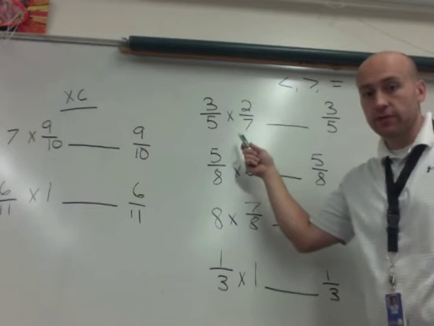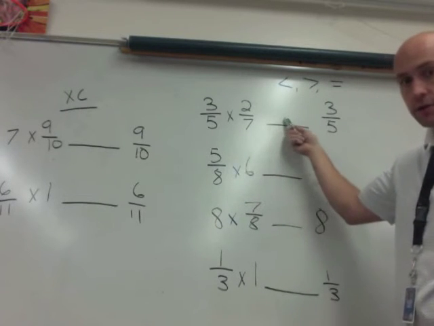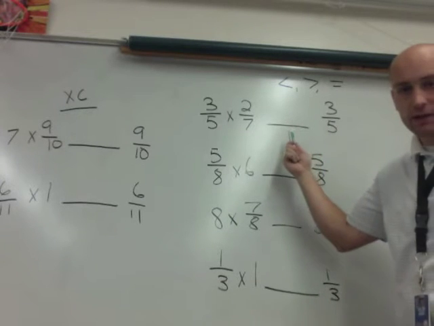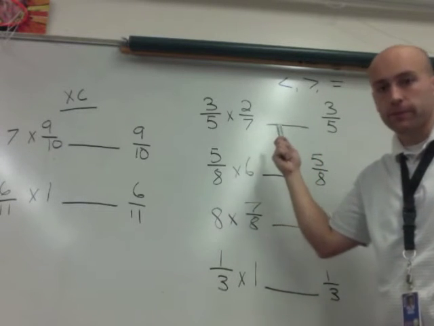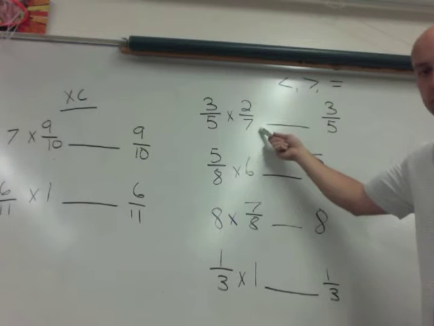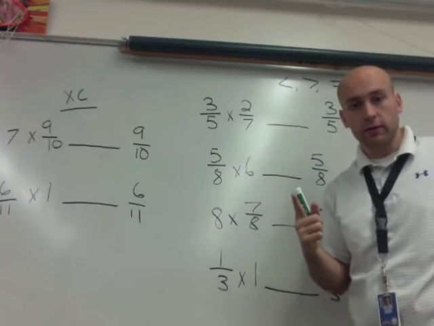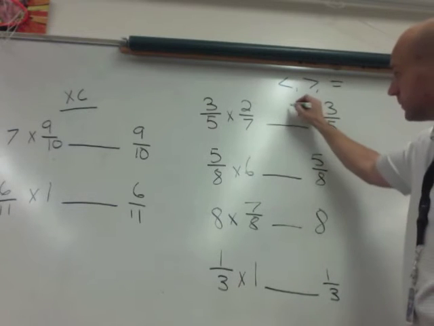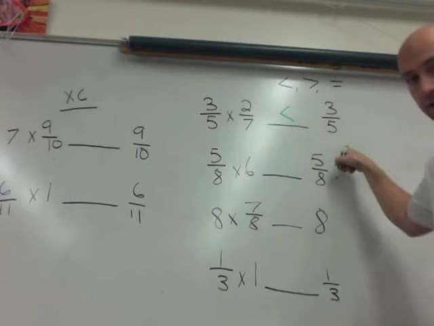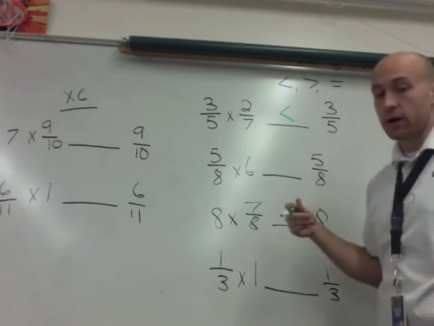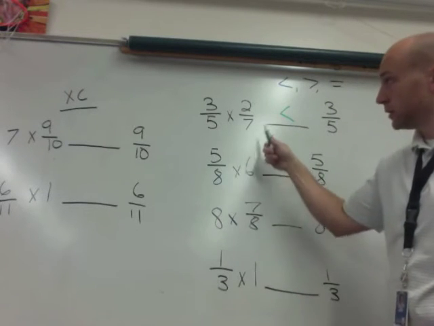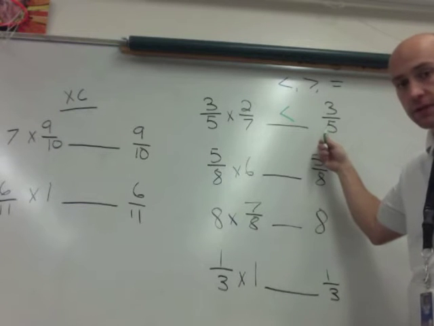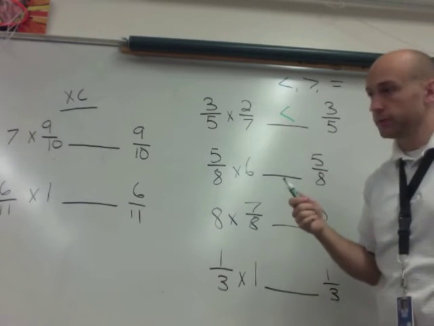3/5 times 2/7 will be either less than, greater than, or equal to 3/5. Well, I know it's not equal to 3/5, right? You have to times something by 1 to be equal to it. We're timesing it by 2/7. This is less than 1. So this answer is going to end up being less than 3/5. If you want to double check these, you can always do the multiplication and then find a common denominator and compare them that way too.